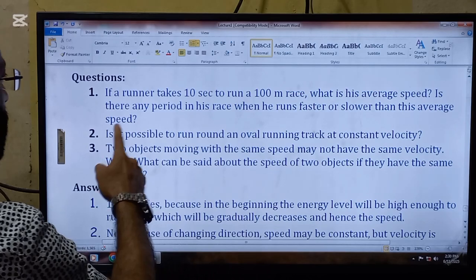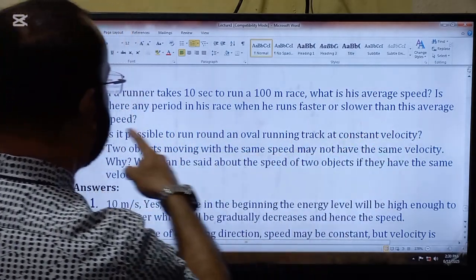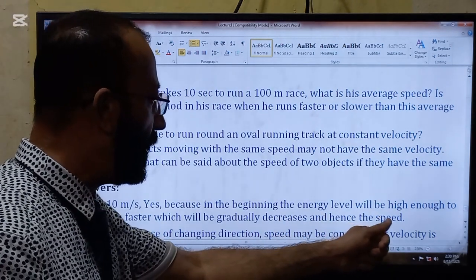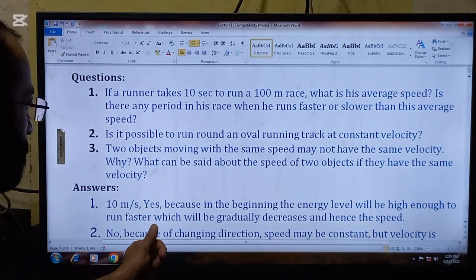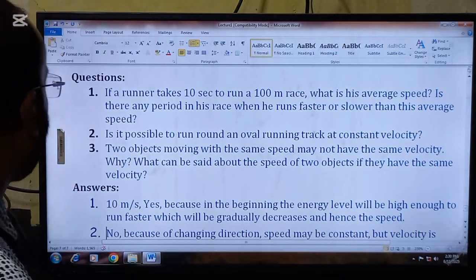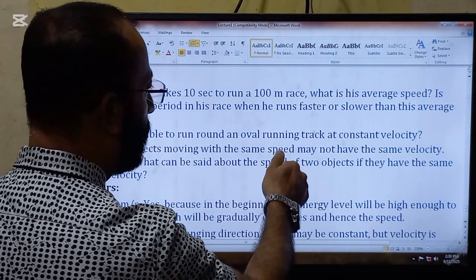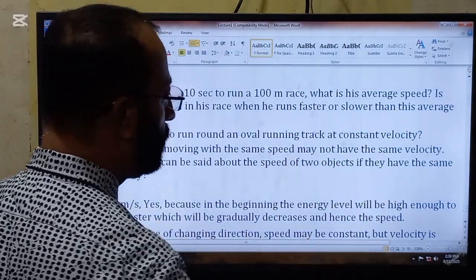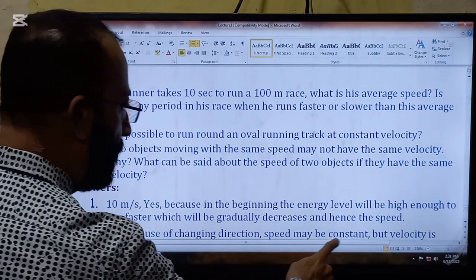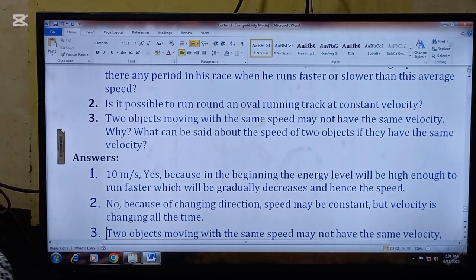Next part: is there any period in his race when he runs faster or slower than his average speed? Yes, because in the beginning the energy level will be high enough to run faster, which gradually decreases, and hence the speed. Next question is: is it possible to run around an oval running track at constant velocity? So no, because of the changing direction. Speed may be constant, but velocity is changing all the time.